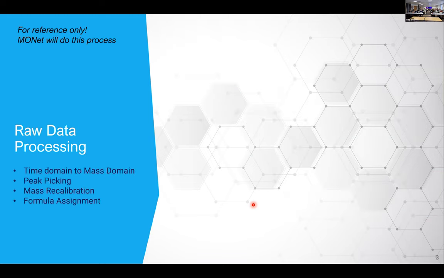So the first section is about raw data processing. And most of the time as MONet users, we'll do this for you, and you're going to get processed data out. But it's important, as I mentioned, to understand how that data comes to be so that you can interpret and contextualize it appropriately. So this includes a few steps here, which we're going to walk our way through.